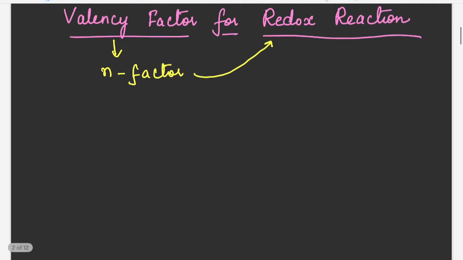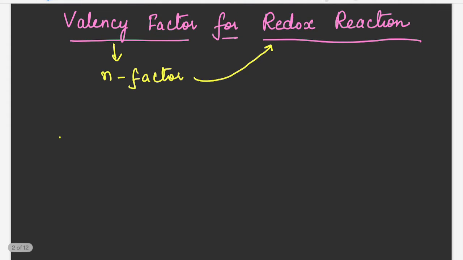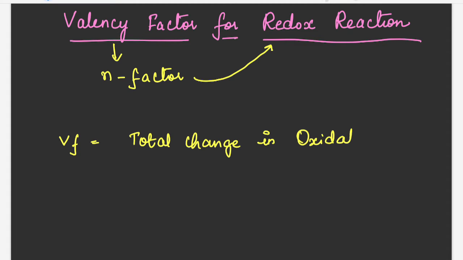So to find the valency factor for the redox reaction, use this formula. Valency factor is equal to total change in oxidation, or total change in reduction.